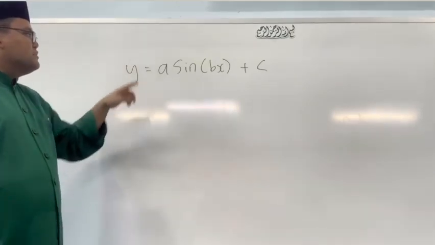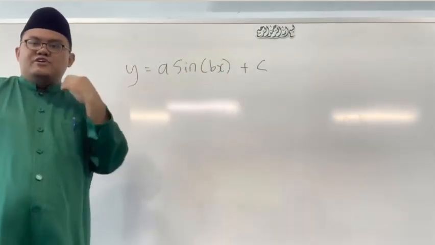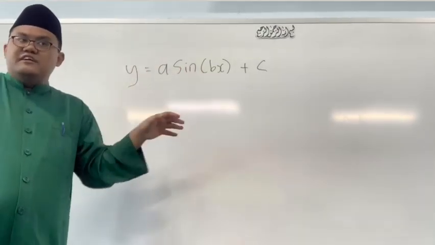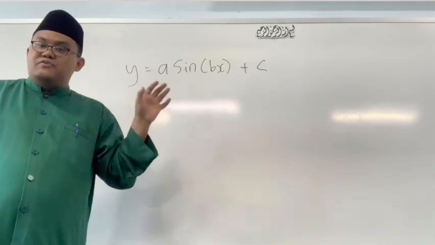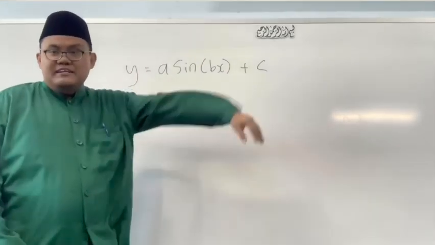Today we are going to learn how to sketch this, how to draw this. Notice, you are familiar with the A, B and C. You have studied how each of them affects the sine or cosine graph individually. But now, what happens if I were to combine them?